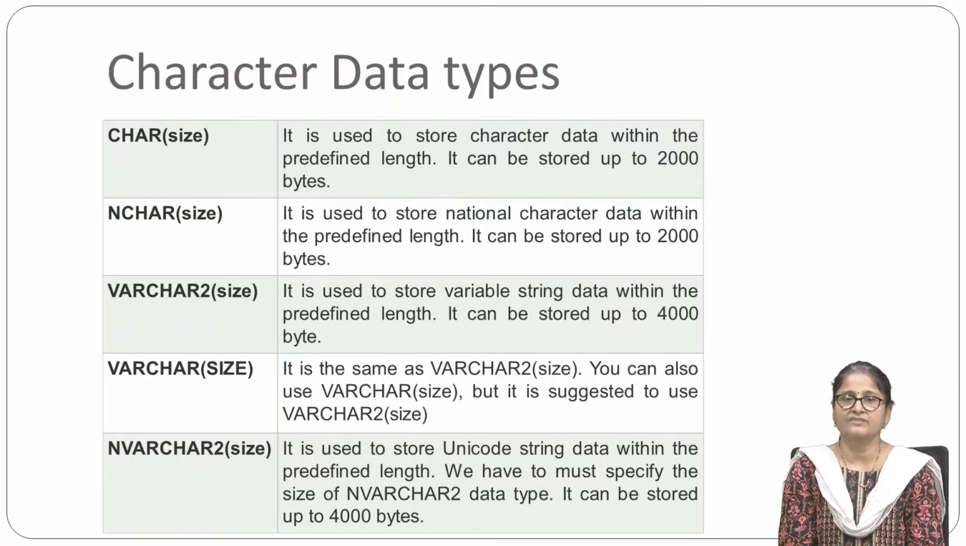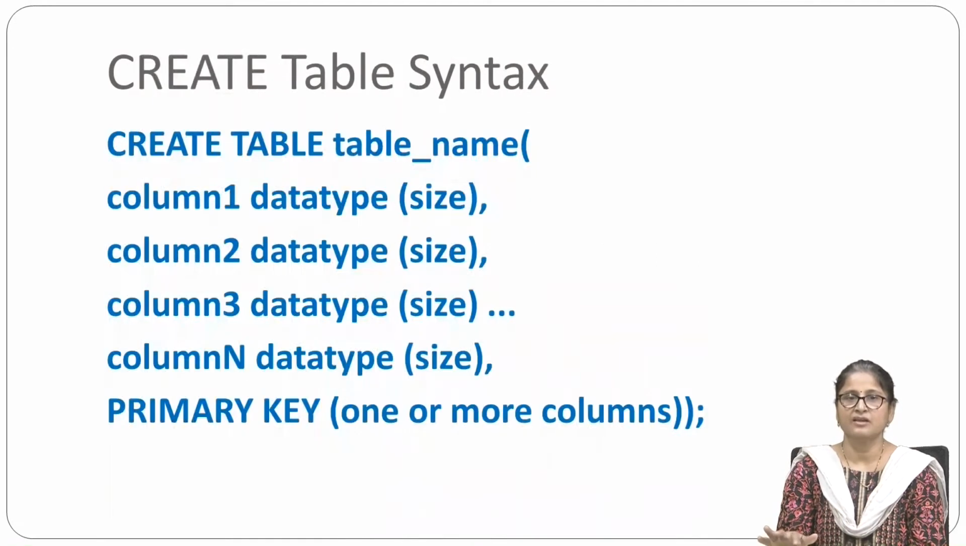Next one, that is the NVARCHAR2 size. Basically, when you are dealing with Unicode characters, a Unicode string, and you would like to store Spanish characters, French characters, Urdu characters or Hindi characters, in that case you have to use NVARCHAR2, and within the size you have to specify the size of the data type. So these are the character data types that we need to specify while creating the table.